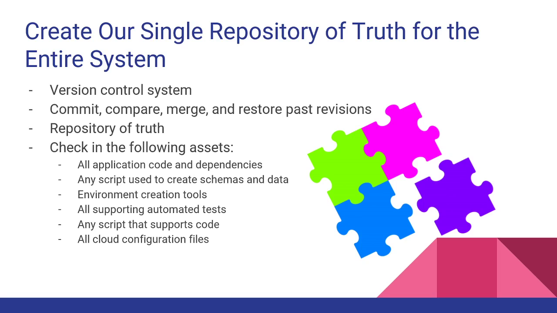Okay, now as a development team, things need to be collaborated on a single system, which is why in the recent decade there's been a mandatory use of what's called a version control system, which is a system that is able to commit, compare, merge, and restore any past revisions of code.